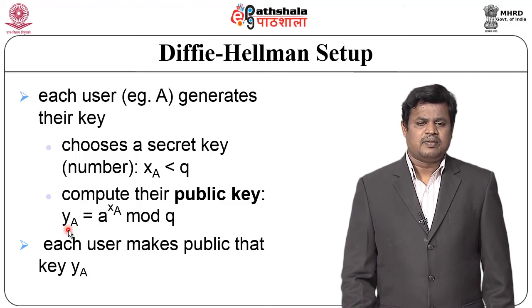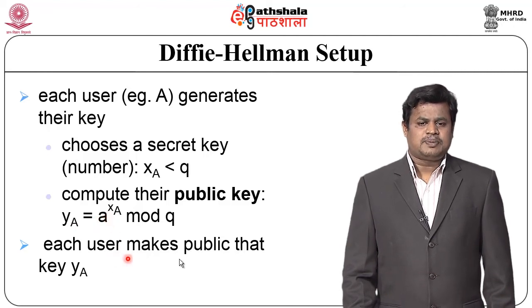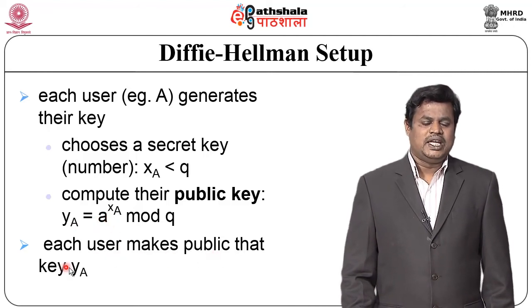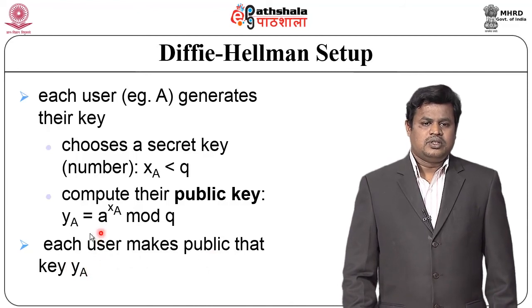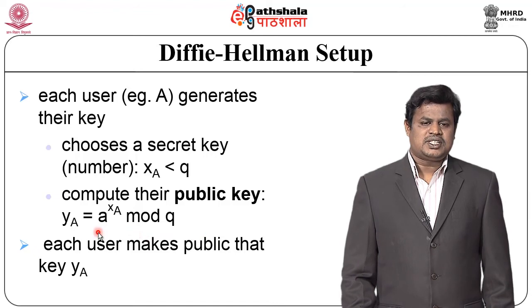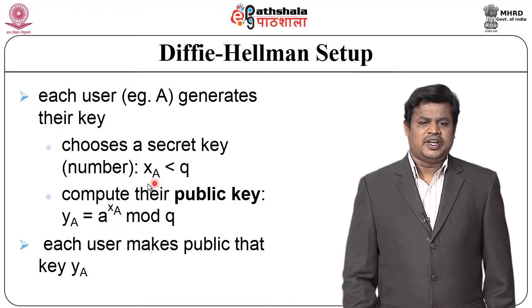But what are we going to tell them? Ya. That is like our public key, and xa is our secret key. So each user makes the key ya public. It is very simple to understand if we understand the primitive root, and also that the value of the secret should be less than your prime number.